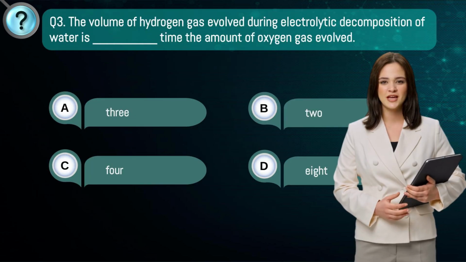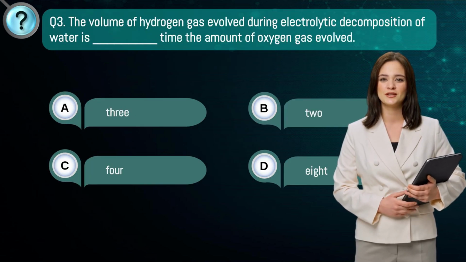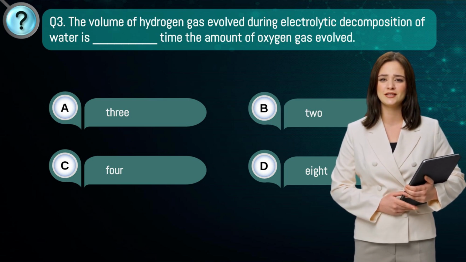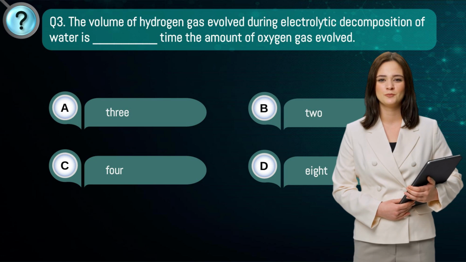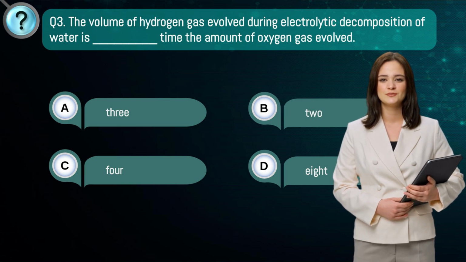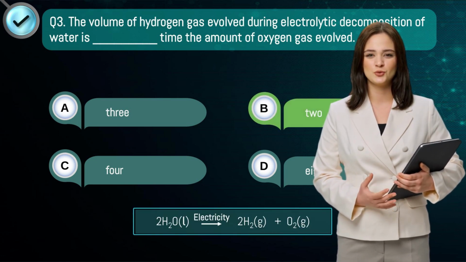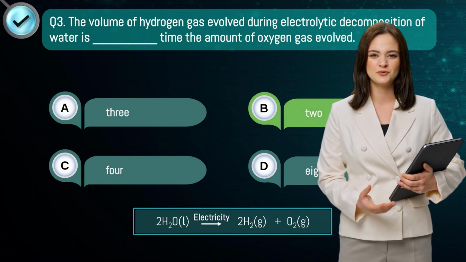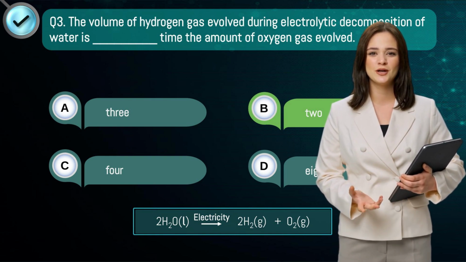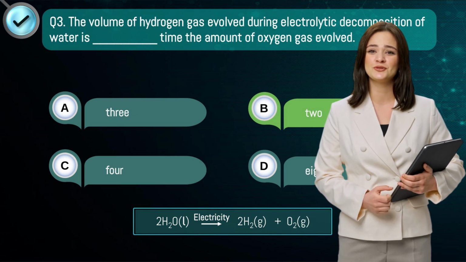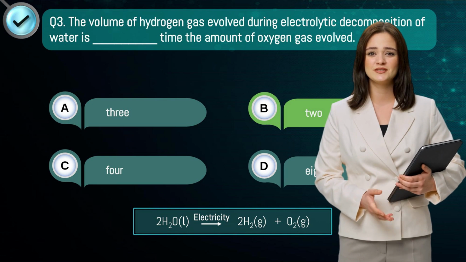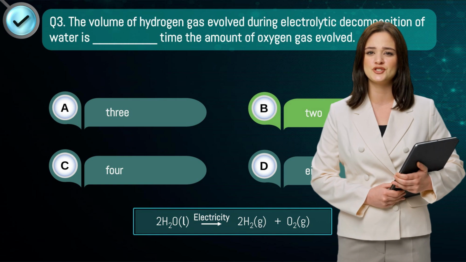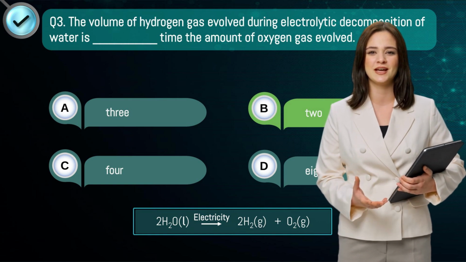A volume of hydrogen gas evolved during electrolytic decomposition of water is ___ times the amount of oxygen gas evolved. Pause and answer the question. During the electrolytic decomposition of water, the volume of hydrogen gas produced is twice the volume of oxygen gas. This is due to the stoichiometry of the reaction. 2H2O decomposes into 2H2 and O2, indicating a 2-to-1 ratio of hydrogen to oxygen gas.